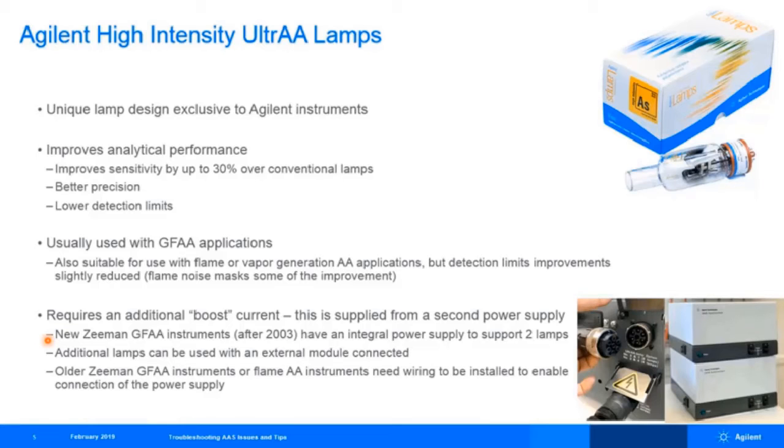Now, depending on the type of instrumentation you have, on Zeeman graphite furnace systems, that power supply is integrated into the instrumentation. For other types of instrumentation, you need one of these external power modules connected to the instrument. And then it can be connected directly in through the looming to support operation of that high intensity ultra lamp. So the range of Agilent high intensity lamps can be used with all Agilent atomic absorption instruments, and they provide superior cost-effective performance for challenging applications.